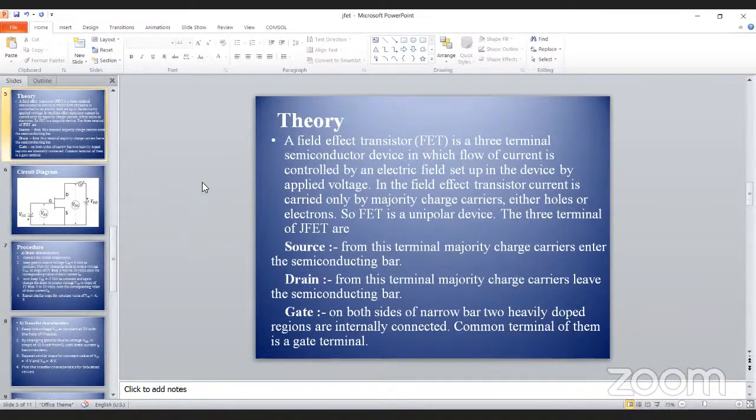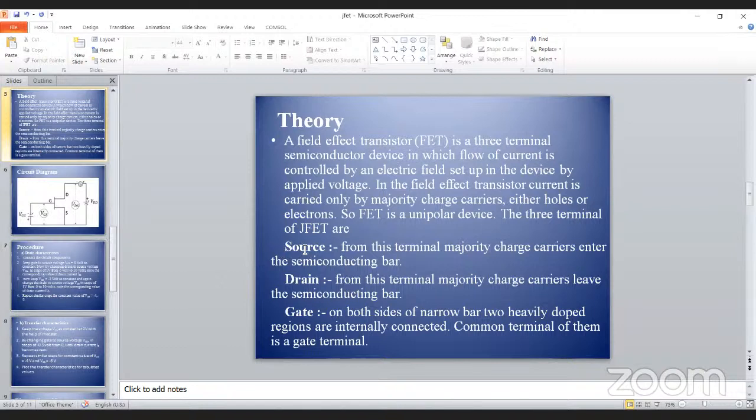So what is a field effect transistor? A field effect transistor is a three-terminal semiconductor device in which flow of current is controlled by an electric field set up in a device by applied voltage. In the field effect transistor, current is carried only by majority charge carrier, either holes or electron. So FET is a unipolar device. The three terminals of the JFET are first, a source.